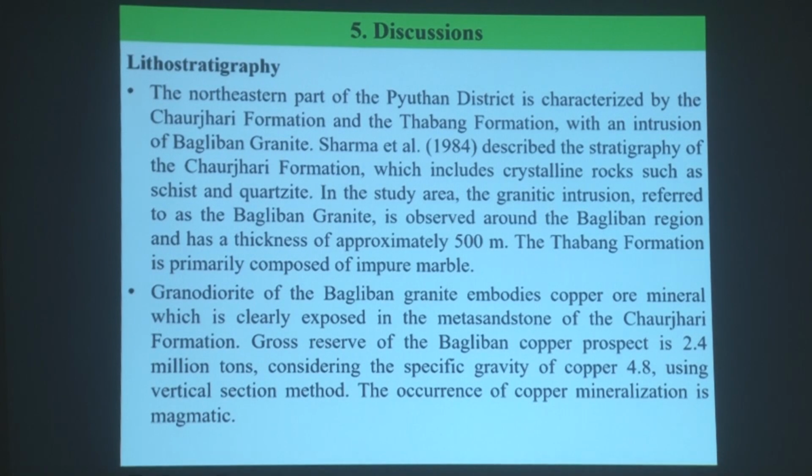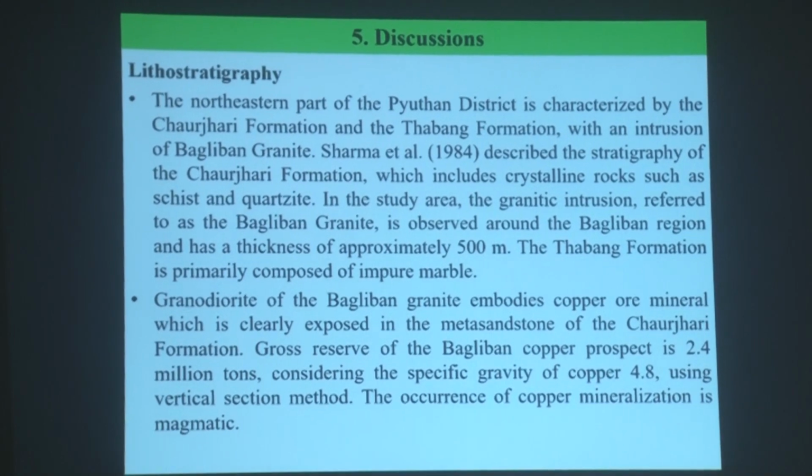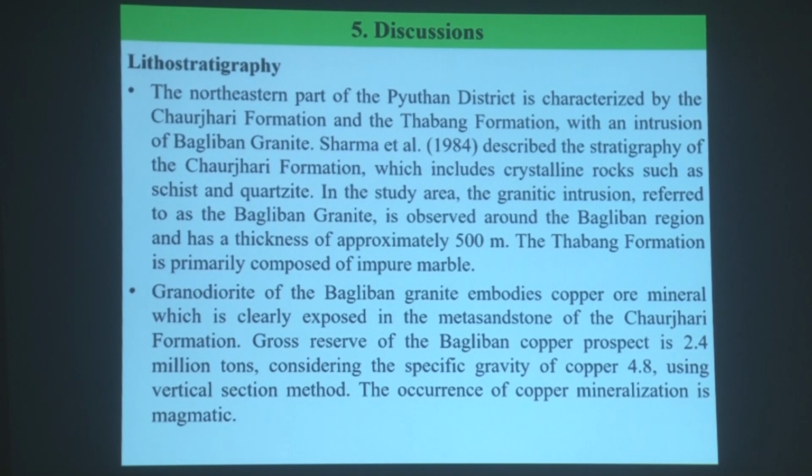Now moving to the discussion. The northeast part of the Palpa district is characterized by the Chaudhary formation, Thawang formation, and intrusion of the Baglivan granite. Sharma et al. 1984 described the stratigraphy of the Chaudhary formation, which includes crystalline rocks such as schist and quartzite.